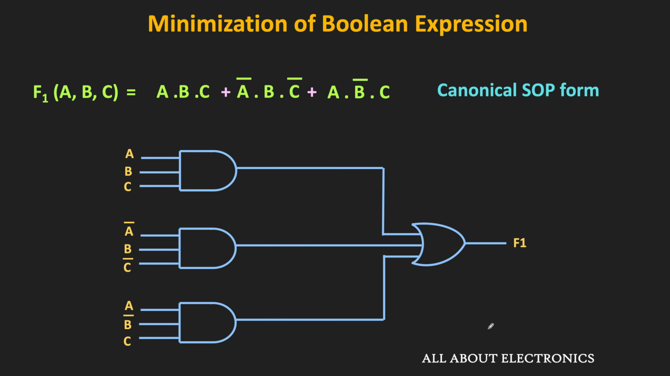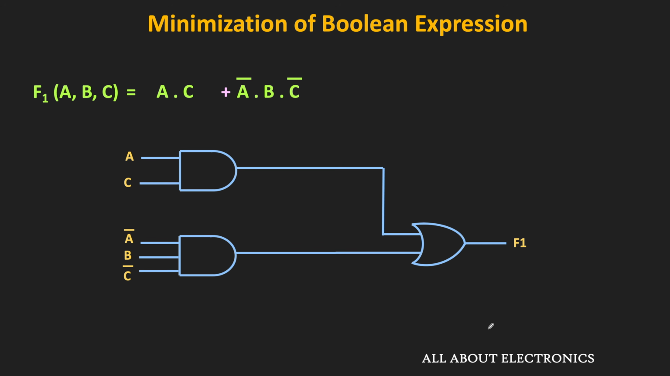But if we just minimize this expression, then we can reduce the number of logic gates which is required to implement this function. So in this way, by simplifying the Boolean expression, we can reduce the number of logic gates, and by doing so, we can reduce the total cost and the required space for that implementation.